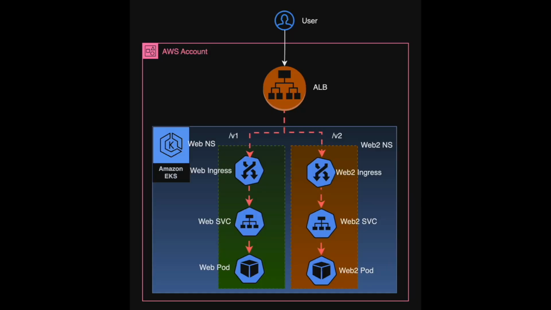So this is what we are going to implement. We will have one Application Load Balancer. Then we will be defining two ingresses: one is web ingress and the other is web2 ingress, for the web namespace and web2 namespace. And correspondingly, we will have services and pods for the deployments. And also we will have path-based routing. If you can see, /v1 is one path rule and /v2 will be the other one.